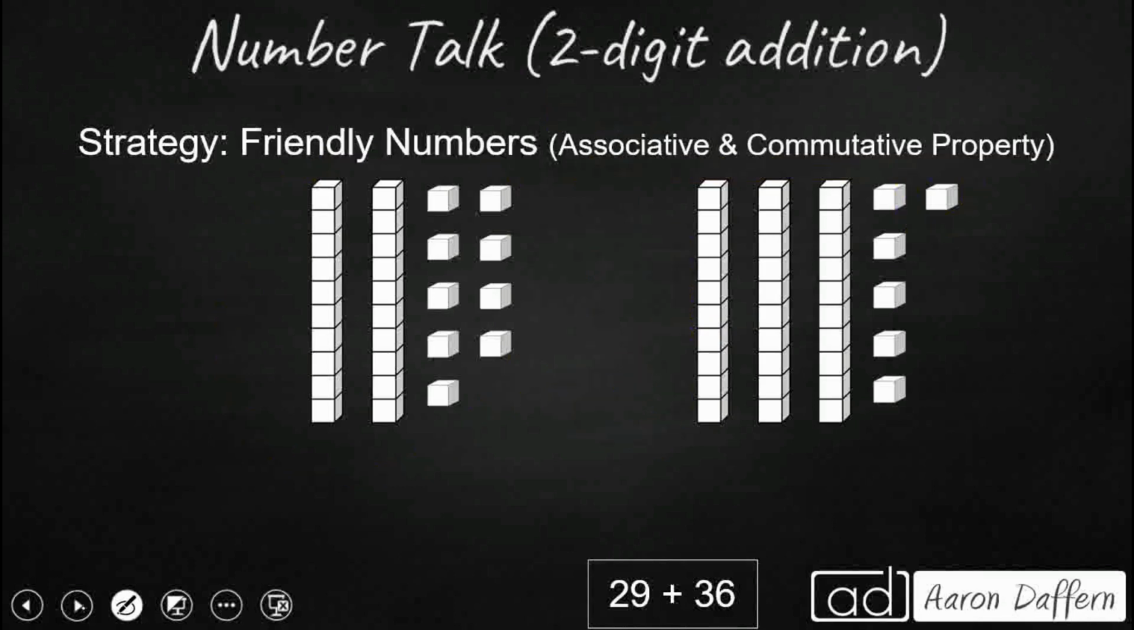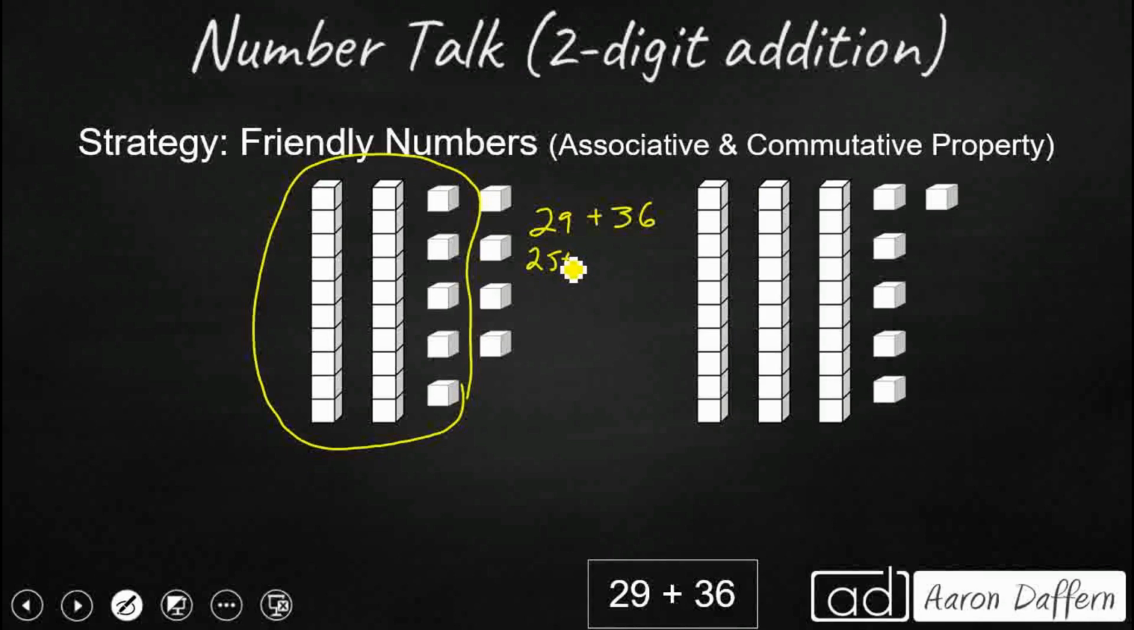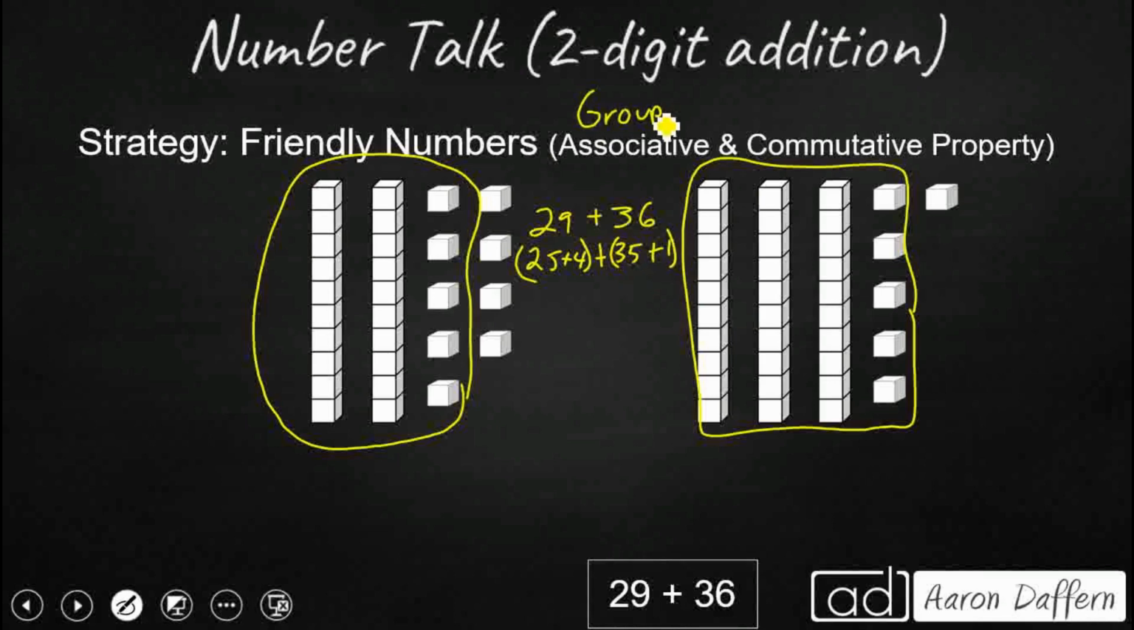We can also use friendly numbers as a strategy. So what this does is this takes a look at both of our addends, and we're looking for numbers that are a little bit easier to add mentally. Usually they end in a 5 or a 0. So take a look at my 29. Inside that 29, I've got a 25 with just 4 left over. And I'm going to do the same thing with my 36. That's going to be a 35 with just 1 left over. Now, I'm going to regroup them, so my 25 and 35 are together, but I also need to get them together.